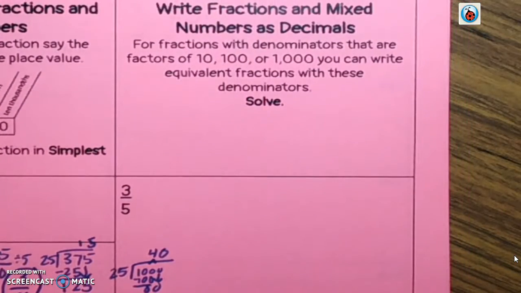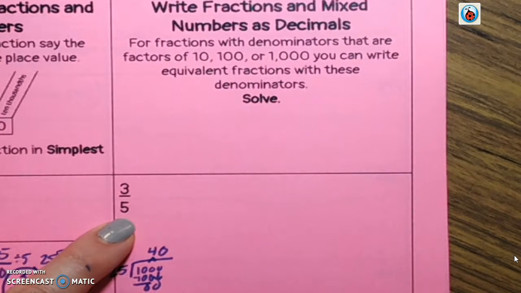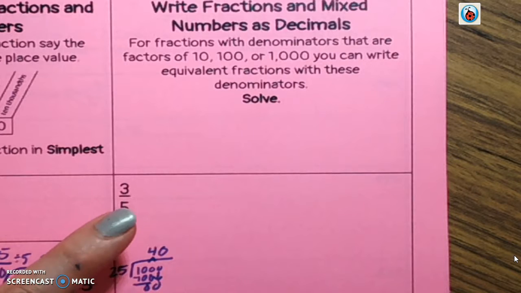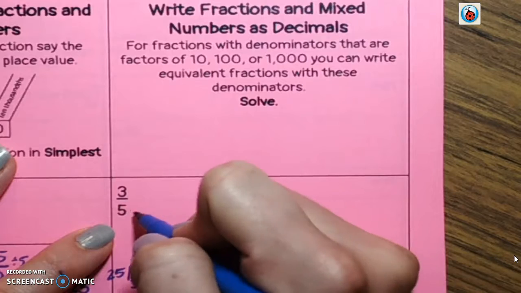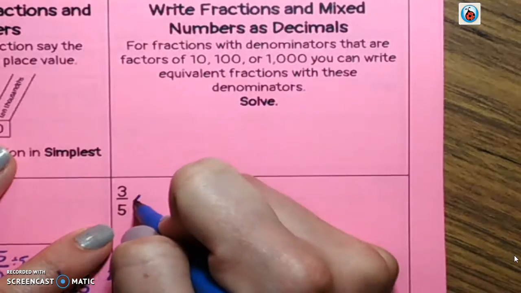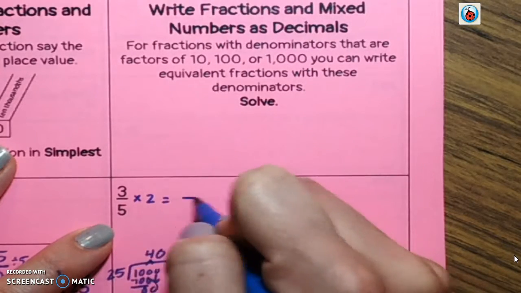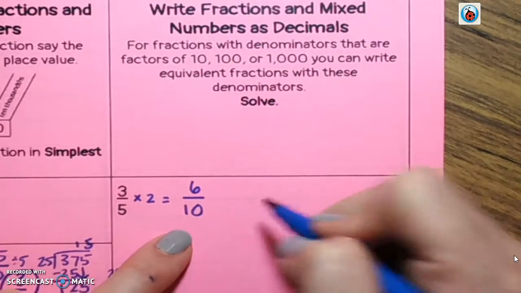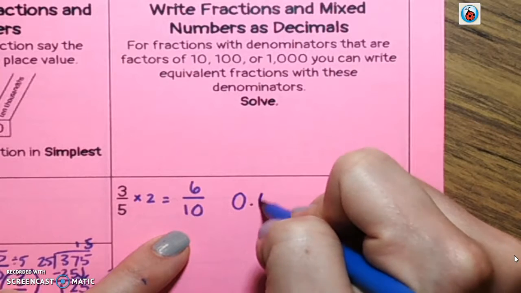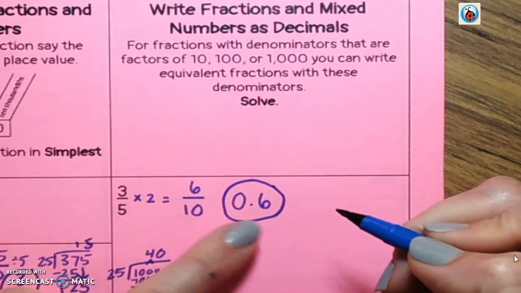Now we're going to look over here at how to go from a fraction to a decimal. So fractions with tens, hundreds, thousands, and ten-thousands. What we want to do is try to get this bottom number to be 10, 100, 1,000, 10,000, something like that. Can we make 5 into 10? Yes, we can by multiplying by 2. So 5 times 2 is 10. 3 times 2 is 6. So 6 tenths in decimal form is 0.6.